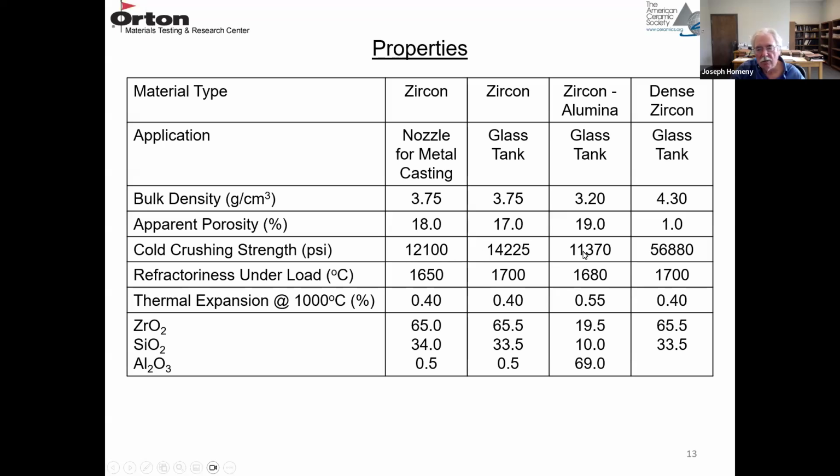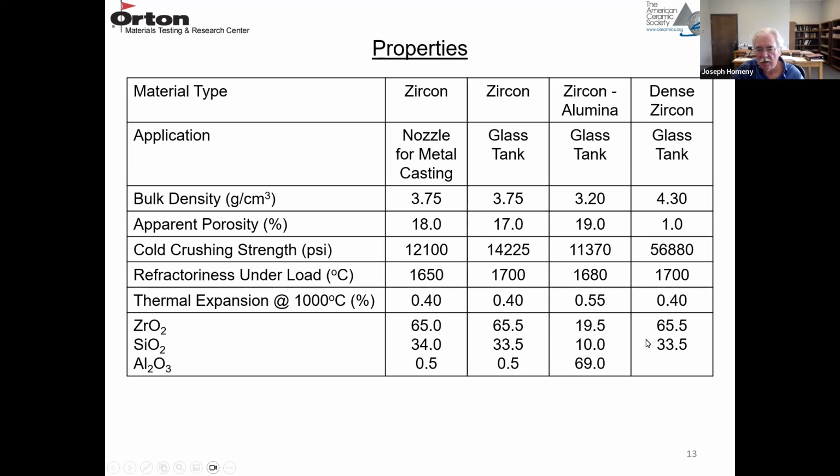It has excellent cold crushing strengths. These are all over 10,000. This one's over 50,000 because of the very low porosity. Pores are defects, they lower the strength, but with this low porosity, the strength goes up. They measure RULs on these. They're all around 1650, 1700. And then the thermal expansion, that's this percent at 1,000 degrees C. These are all pretty low, 0.4, 0.4, and 0.4. And then this one's a little higher because of the alumina additions.